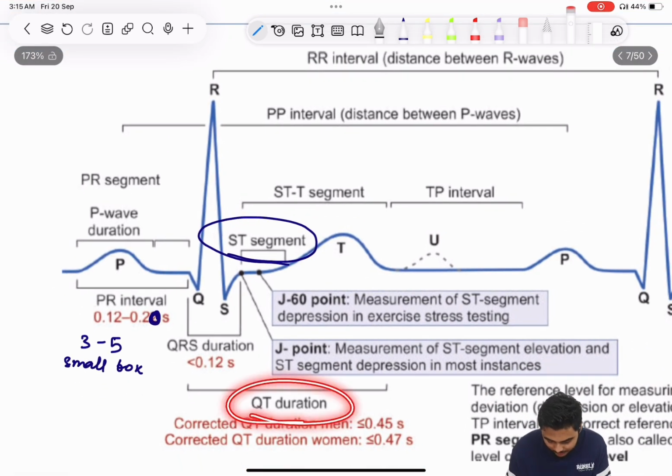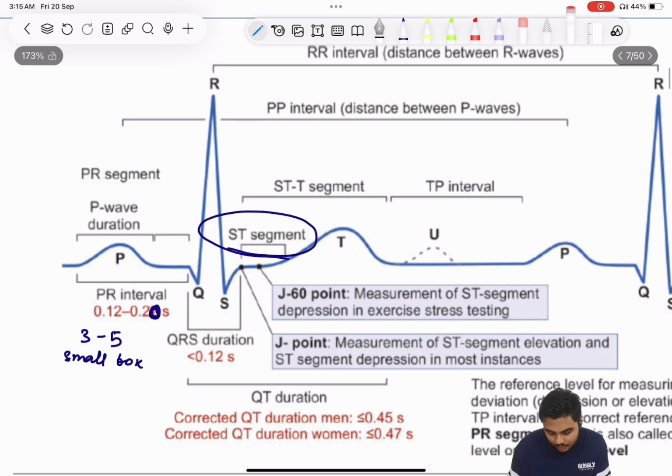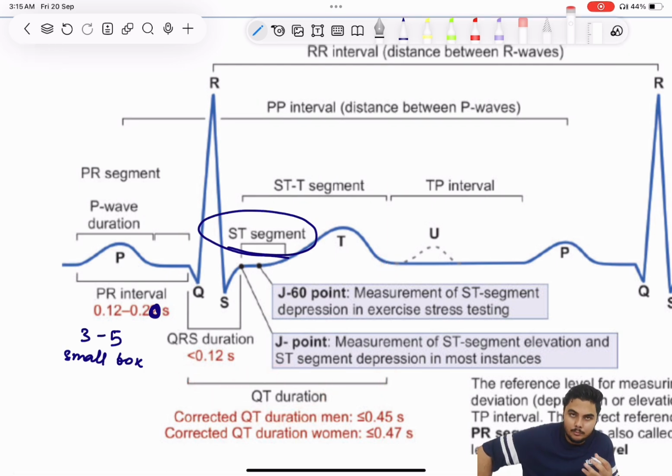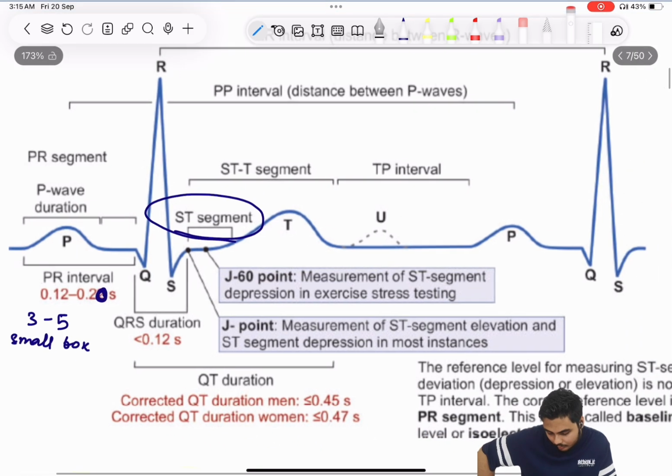Similarly, we have the QT interval, which starts from the Q wave and ends at the end of the T wave. QT interval represents the complete electrical activity of the heart. For example, the QRS corresponds to ventricular depolarization and the T wave corresponds to ventricular repolarization. So the QT interval includes both ventricular depolarization as well as ventricular repolarization, and hence represents the complete electrical activity of the ventricles.